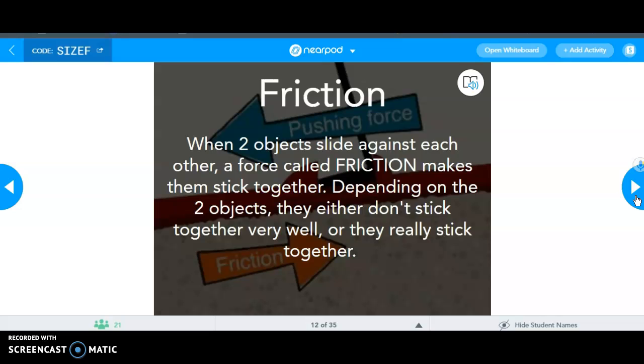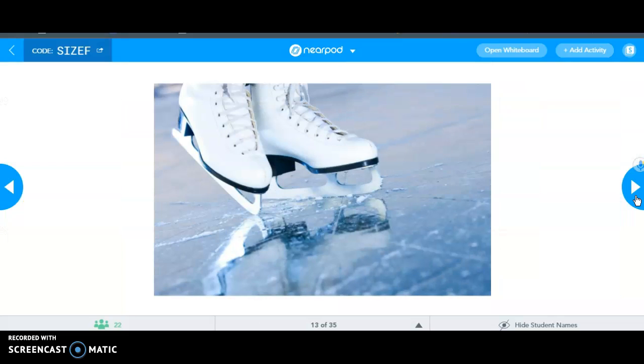Depending on the two objects, they either don't stick together very well, or they do stick together very well, but that friction between those two objects, that sticking together, is what eventually causes those objects to slow down and stop. Even if you're on ice skates, Brandon, friction will end up making you slow down and stop eventually. I mean, I watched the Hurricanes play last night, and those guys are skating across the ice at pretty high speeds.